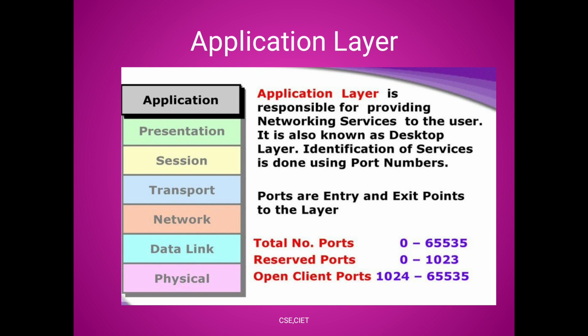So what are port numbers? The total port numbers range from 0 to 65,535. These total port numbers can be divided into two: one is for the reserved ports and the second is for the open ports. Reserved ports are from 0 to 1023 and open ports are from 1024 to 65,535.